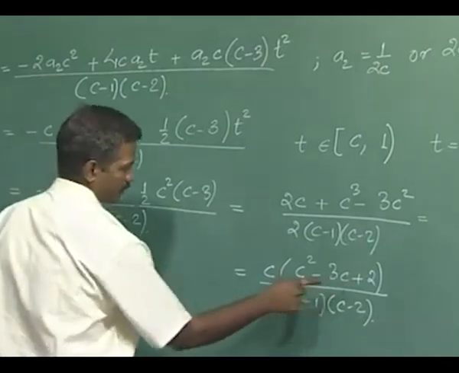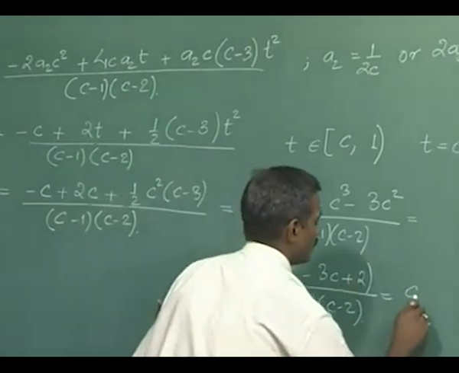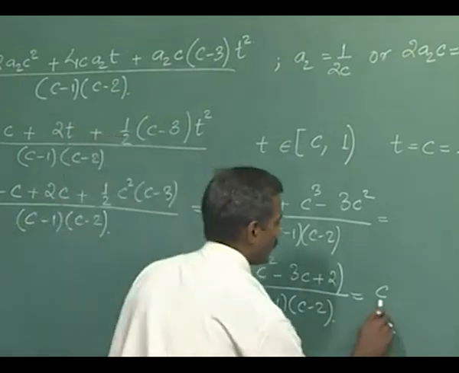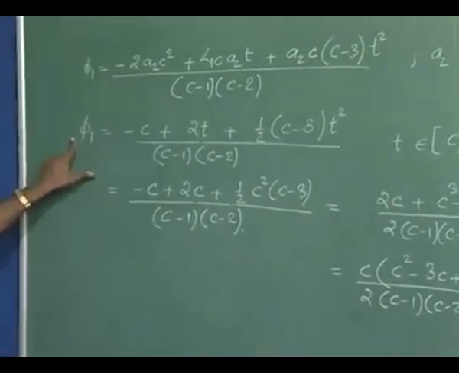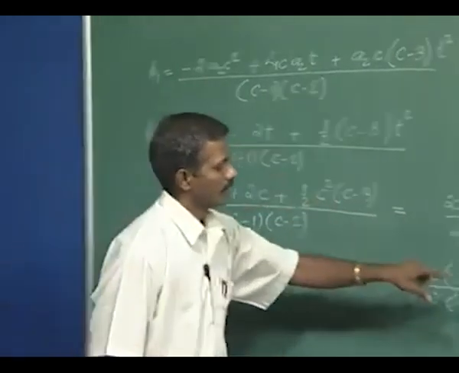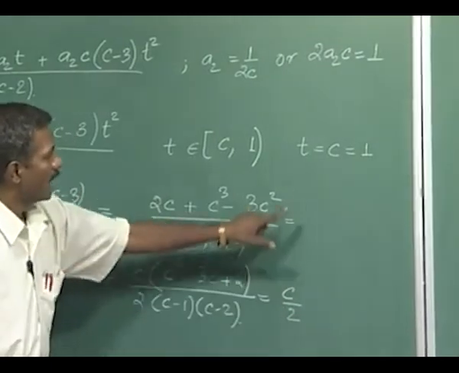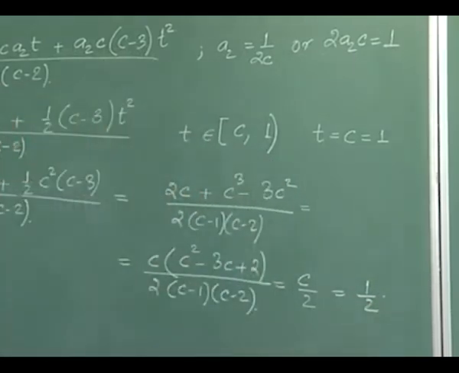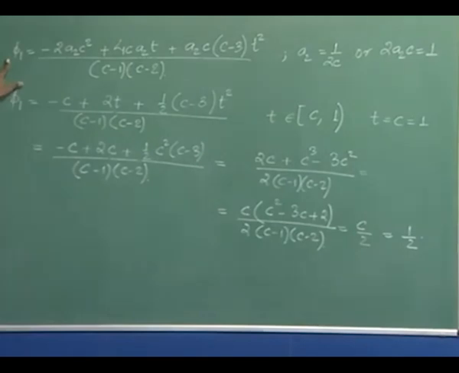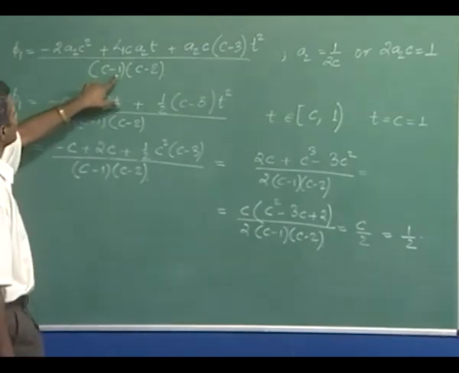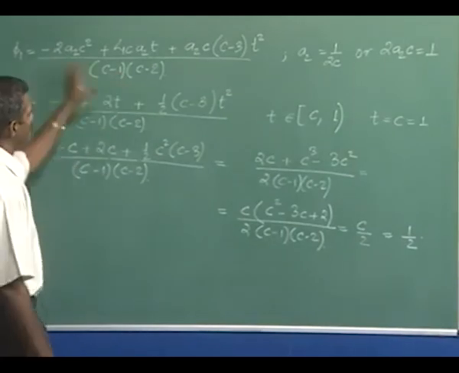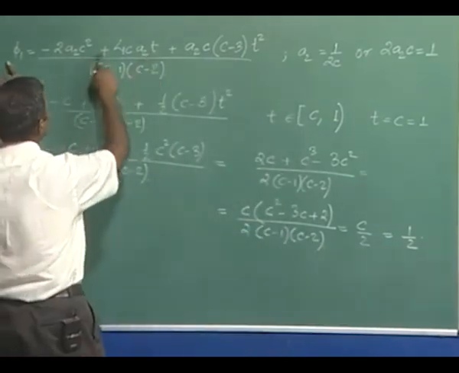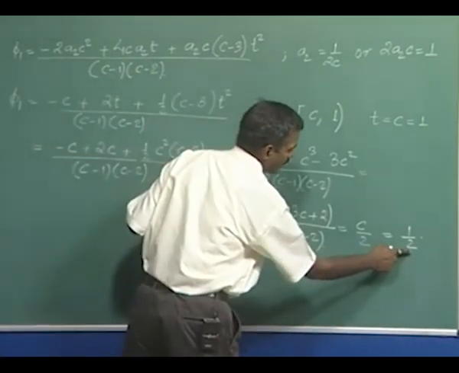Now if you notice, the numerator here is nothing but c minus 1 times c minus 2. So phi 1 evaluated at t equals c is equal to c over 2. And when c is 1, this would be 1 over 2. So even though the MATLAB code was giving phi 1 as minus infinity when c was equal to 1, this analysis shows that that is not quite so. Phi 1 at t equals c equals 1 is finite and is equal to half.